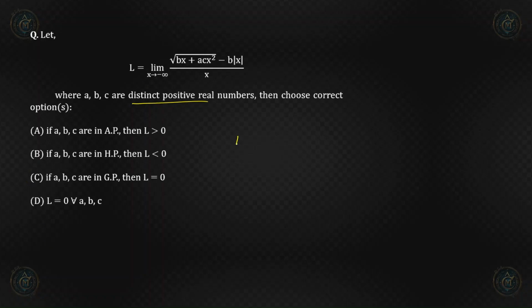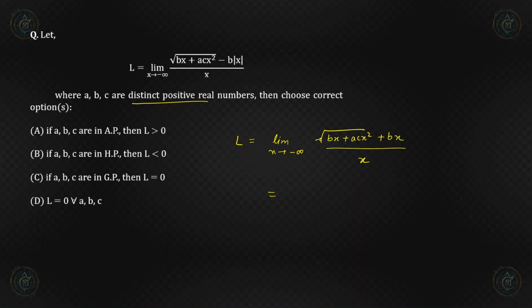So let us calculate this limit first. L equals, we can say, limit x tending to minus infinity. This square root will be same, but this mod x will open with a negative sign, right? Because x is already a negative number. So this becomes plus bx divided by x. So what form is this? We know this is infinity by infinity form. So let us calculate this.